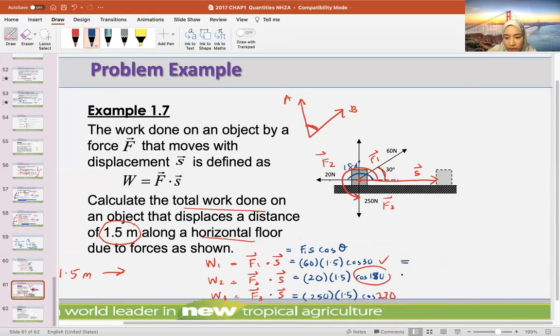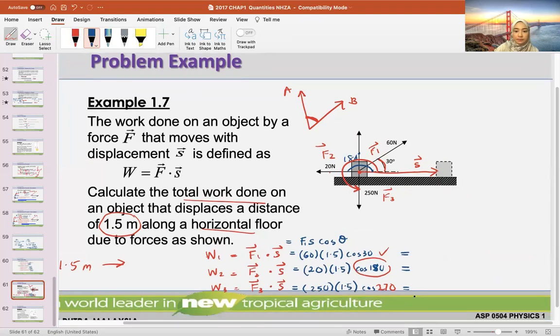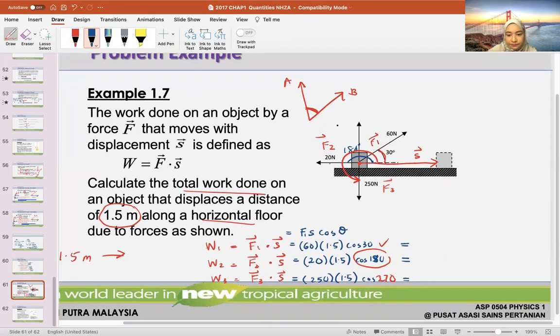Can anyone calculate this for me? This one and this one, please. What do you guys get? 77.94. Is it positive or negative? Positive. Okay. The second one, please. Negative 30. Okay. The third one, please. 0.